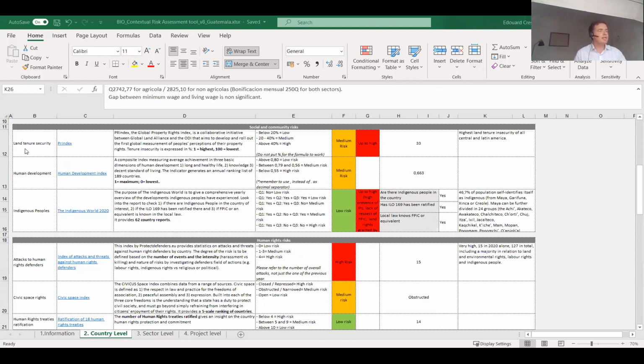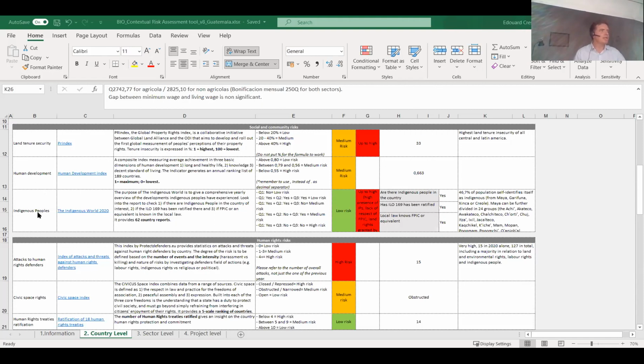We look as well at social and community risk, for example, at land tenure security. So are people feeling safe in terms of owning or using their land? Then the Human Development Index, which is very well known: the more poverty or low human development you have locally, the more you are likely to face vulnerable people around your project.